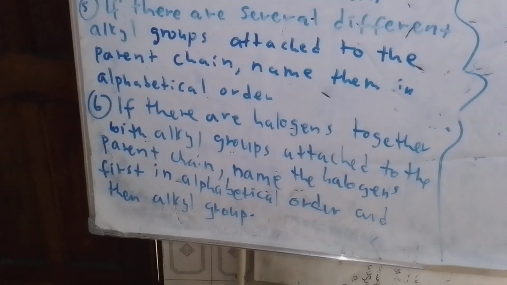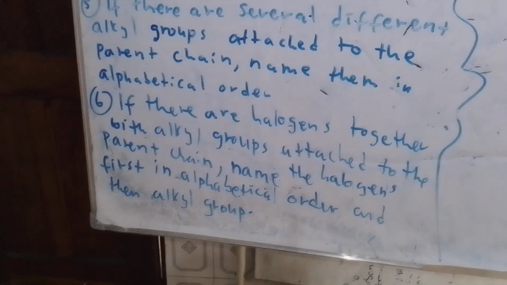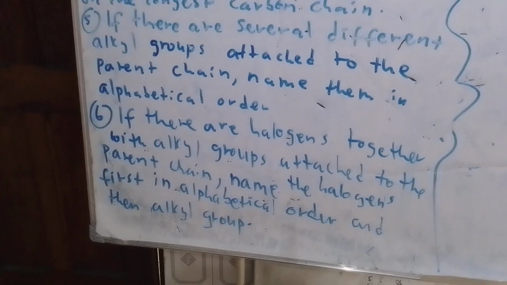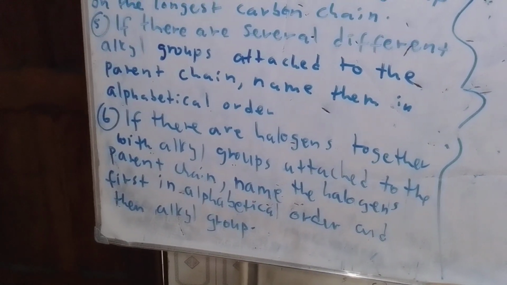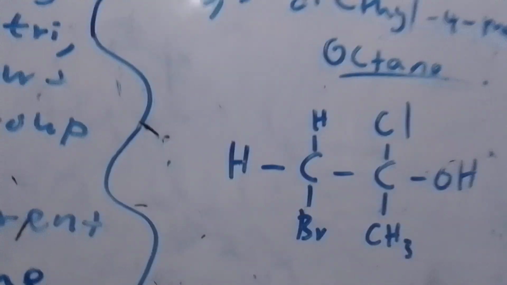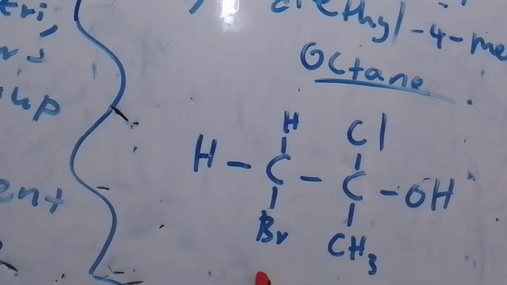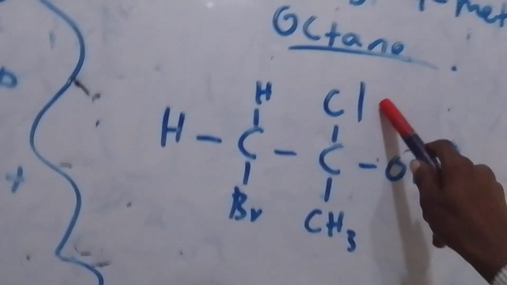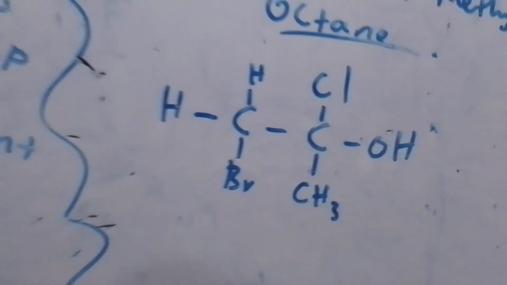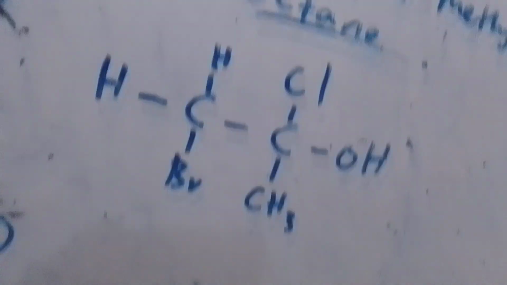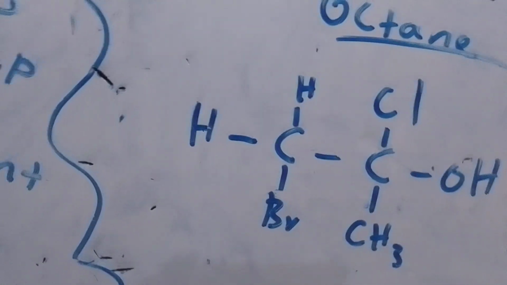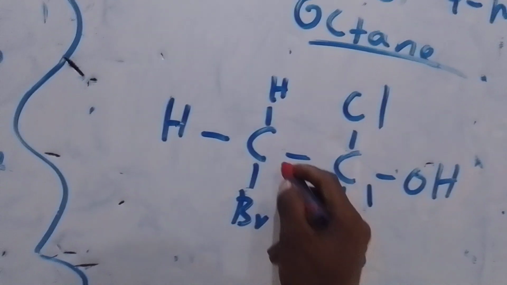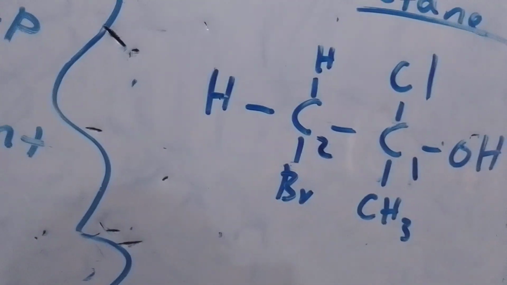Rule number 6 says if there are halogens together with alkyl groups attached to the parent chain, name the halogen first in alphabetical order and then the alkyl group. Now look at this compound here. We have halogens. Halogens are group 7 elements, and group 7 elements are also used as side chains. We have a bromine, we have chlorine, and we have a substituent, an alkyl group. The rule is that if you are naming this compound, you first name the halogens. In numbering, you start from here because of the functional group and the halogen. 1, 2.